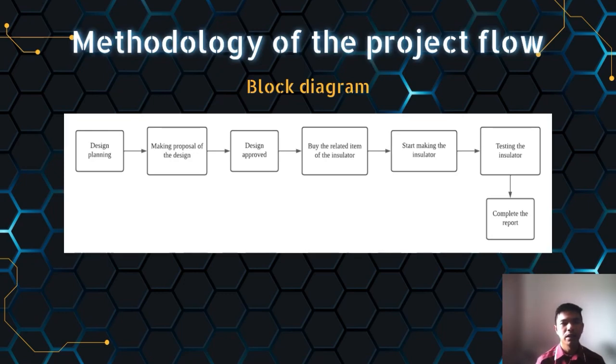So this is our block diagram. We start with design planning. We make a meeting to brainstorm and come up with the idea of what design we are going to make for our insulator.